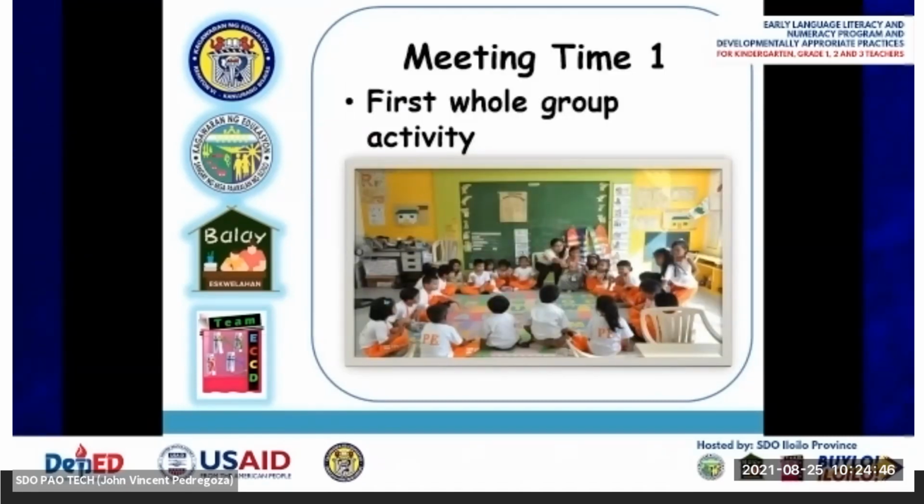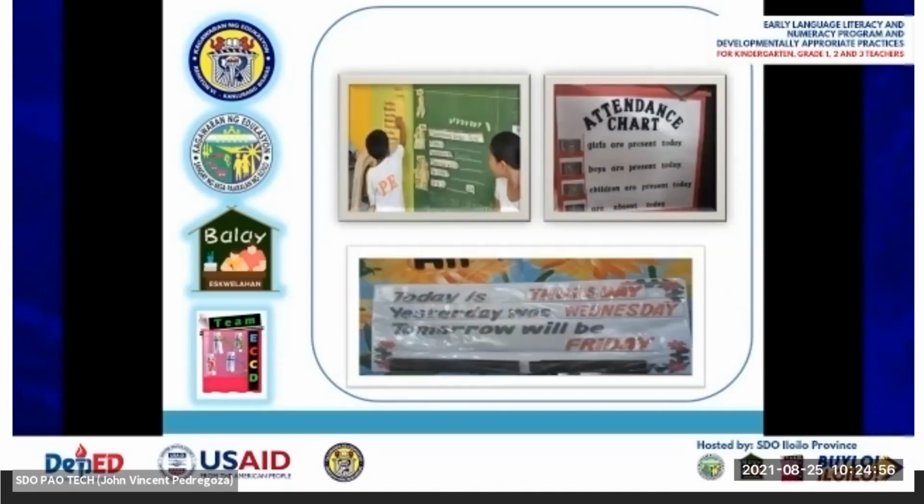Meeting time 1 is the first whole group activity. The teacher can sit with the children in a circle or semicircle. Prayer, checking of attendance, day, month, and year update, weather update, news update, and class job are the activities during meeting time 1.